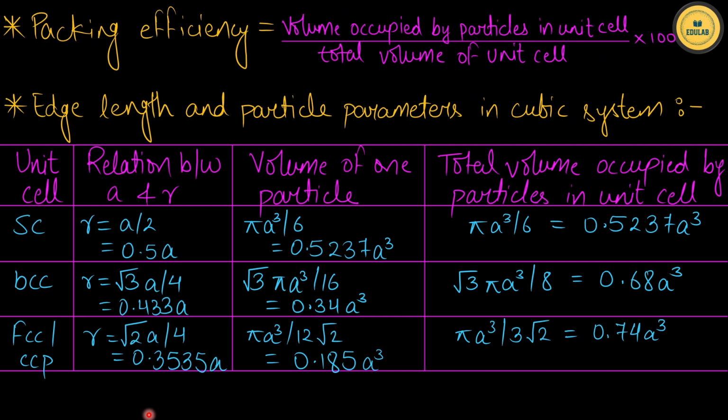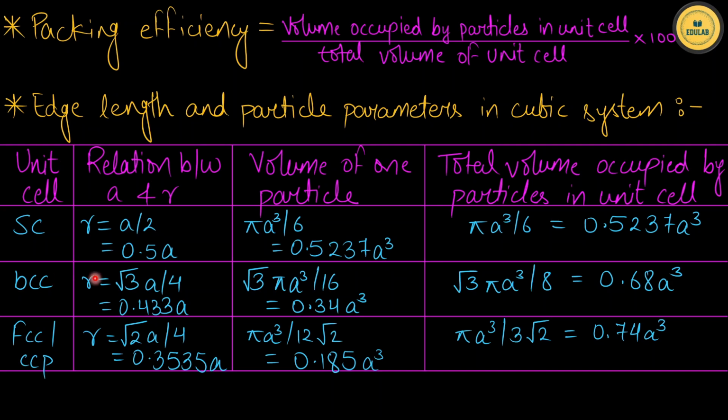Next one is packing efficiency. That is equal to volume occupied by particles in unit cell upon total volume of unit cell into 100. Next one is edge length and particle parameter in the cubic system. These are the unit cell relation between a and r, volume of one particle, and total volume occupied by particles in unit cell.